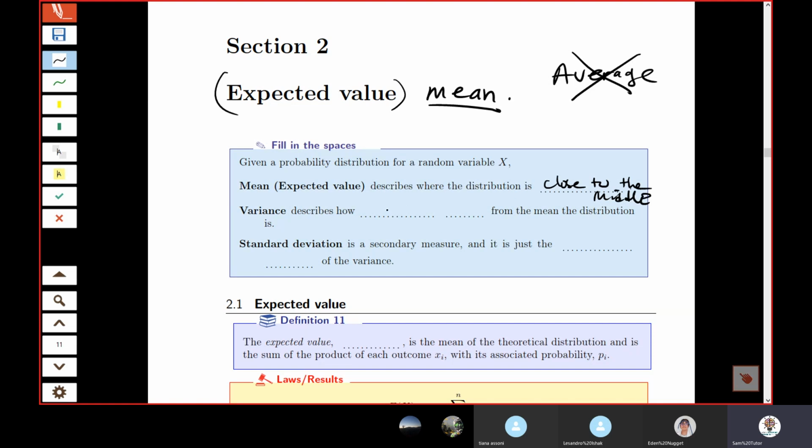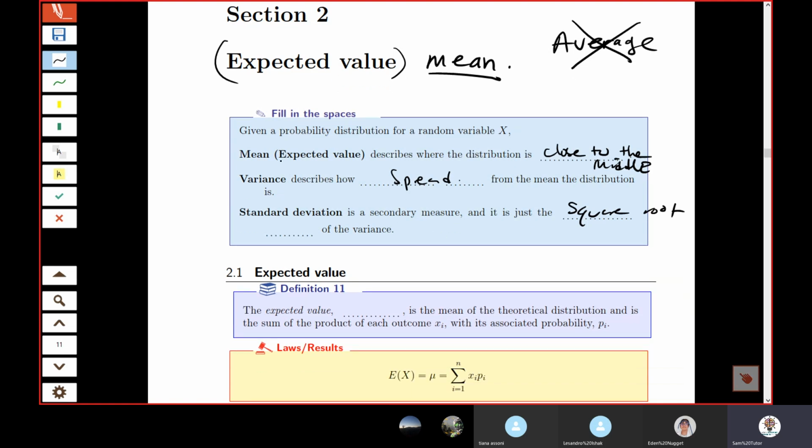Variance describes how spread from the mean the distribution is, and then standard deviation is just the square root of the variance. So mean, we're going to work it out in a second. Variance also is just a spread from the mean. Standard deviation, the way it's going to be done is through the square root of variance. So we're just going to square root this guy.